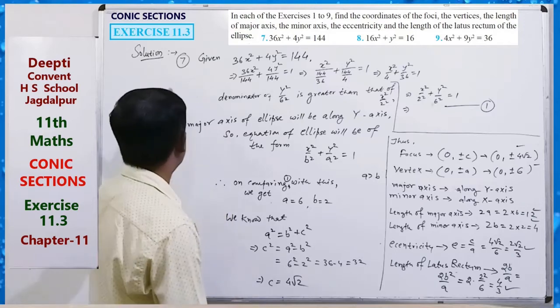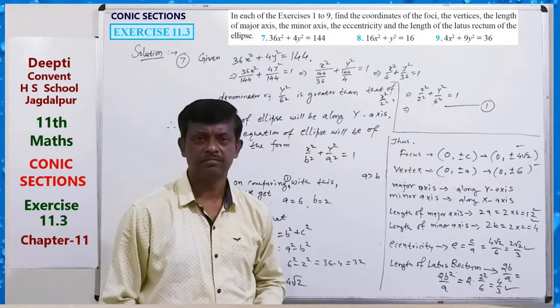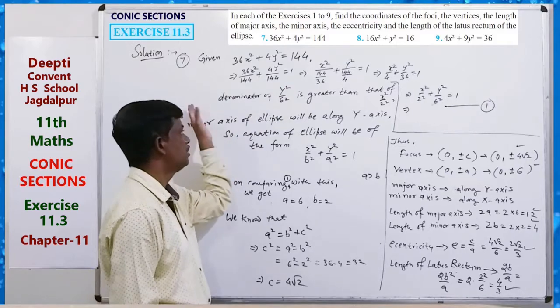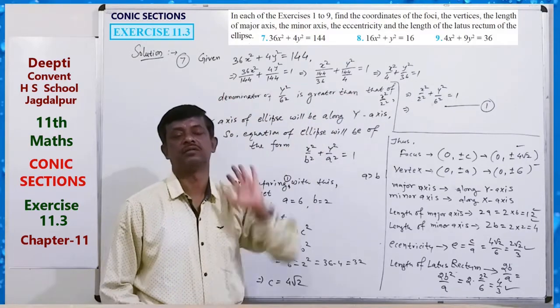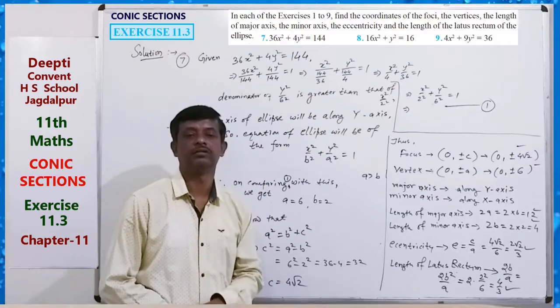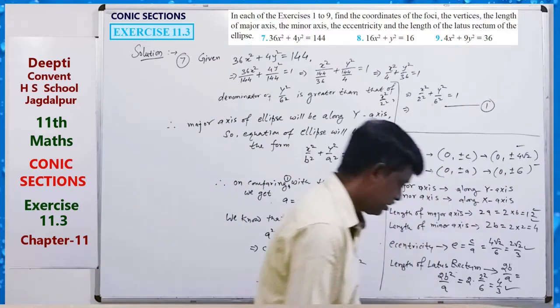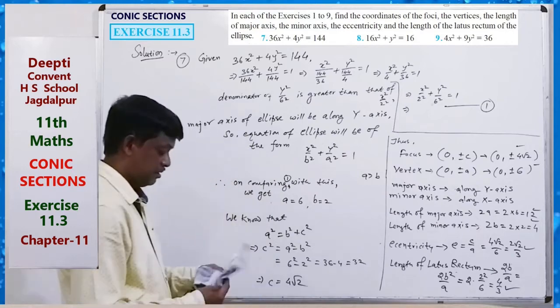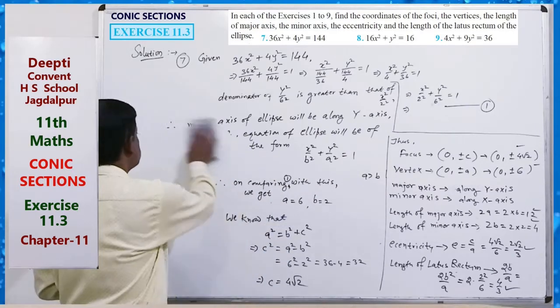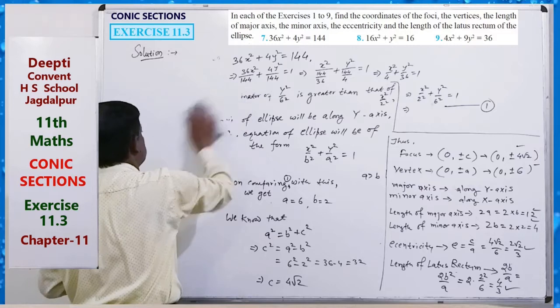You can also do questions 8 and 9, which are the same type. Just transfer, divide, write in the standard form and compare, and you can get all the values. So up to question 9, these are the techniques and formulas you can use to find the solution.